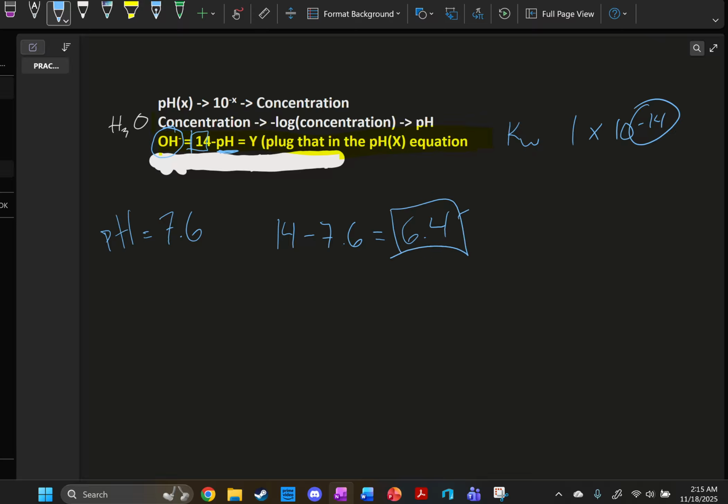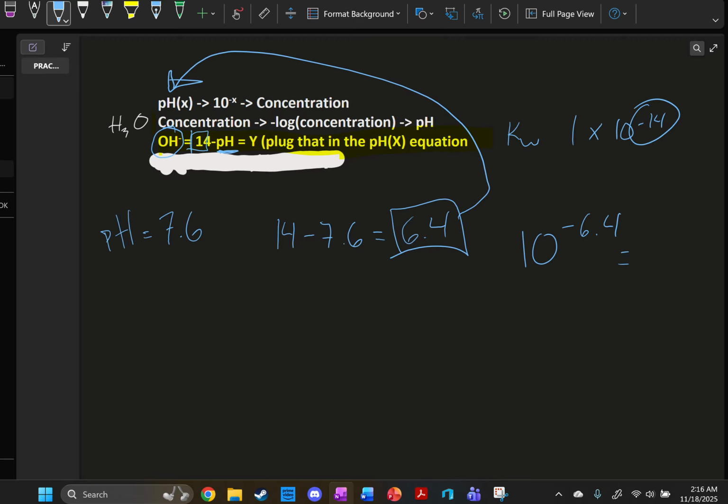Then we can just simply plug that bad boy into this original equation that we were trying to figure out. So do 10 to the negative 6.4 will then equal our concentration of hydroxide. Because by doing this 14 minus that number, it gives us the hydroxide pH, if you will, the basicity of the solution.